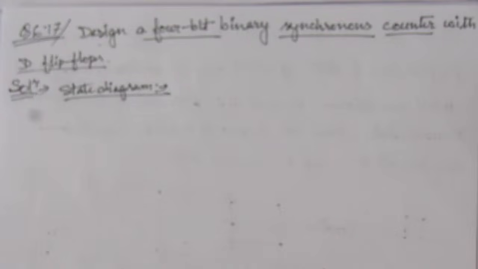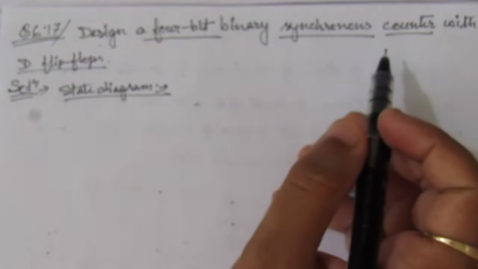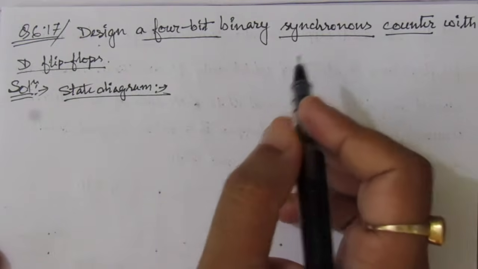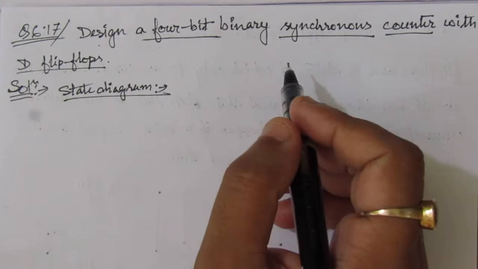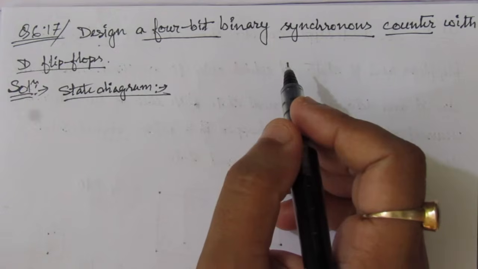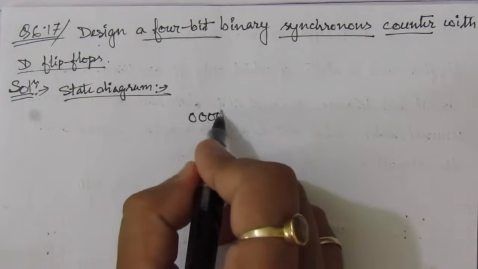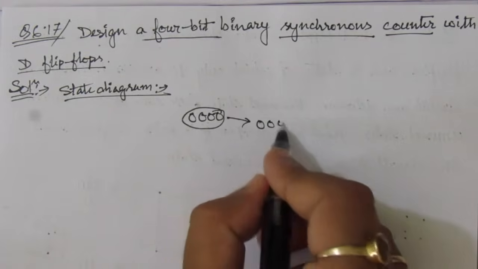Let us see the state diagram of this 4-bit synchronous counter. A counter counts the number of pulses, so the state diagram will be such that the output number will be incremented by 1 with the arrival of each pulse at the input, and the input will be applied at the clock input. If we have 0000, then it should go to the next state, which will be 0001.